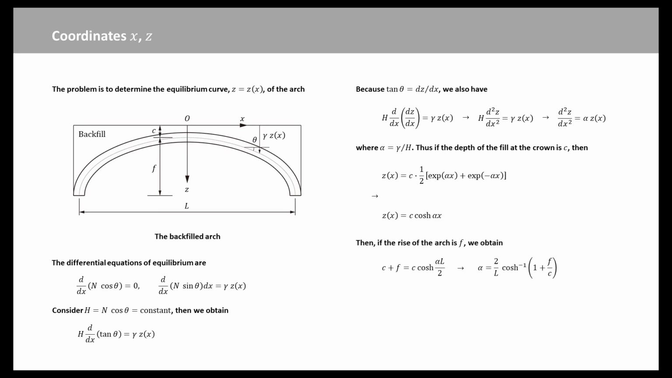If the rise of the arch is f, then we obtain the expression of alpha. Substitute the expression of alpha into the previous equation of z(x). Finally, the required equation of the arch center line becomes this expression. This equation represents a family of curves with parameter f, and corresponds to the infinite number of possible positions for the thrust line. A practical design could specify the span L and a total height c plus f, but the value of f itself could be chosen by the designer.